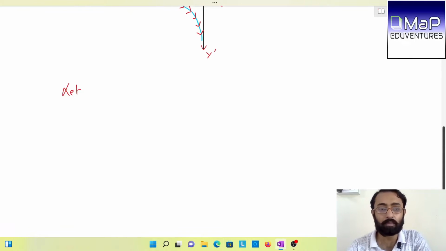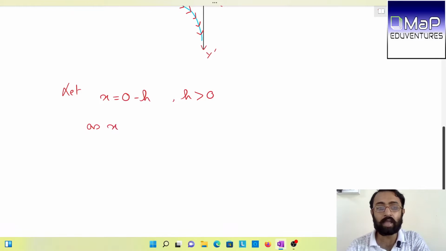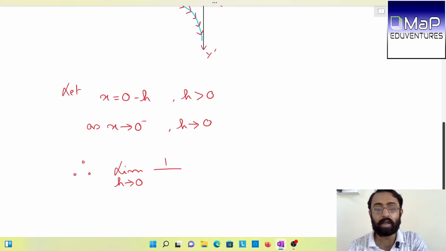So we will take the help of substitution. Let x equals 0 minus h, where h is a positive quantity. We have discussed substitution many times before, at the time of continuity. So as x tends to 0 minus, h will tend to 0. Therefore, in place of x tends to 0 minus we will write h tends to 0, and in place of x, in 1 by x, we will write 0 minus h. That means the limit as h tends to 0, you will get how much?